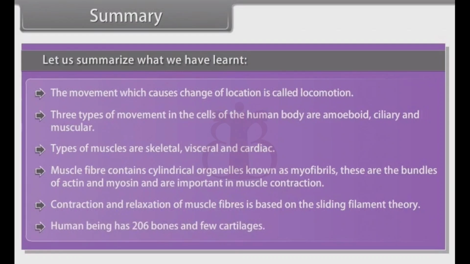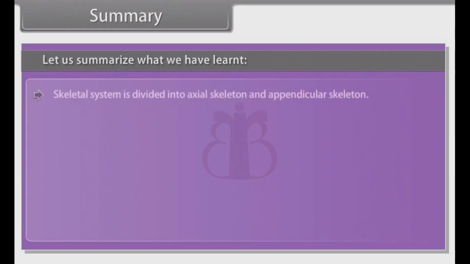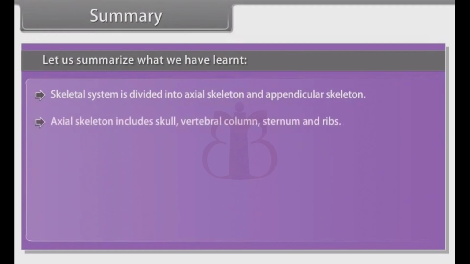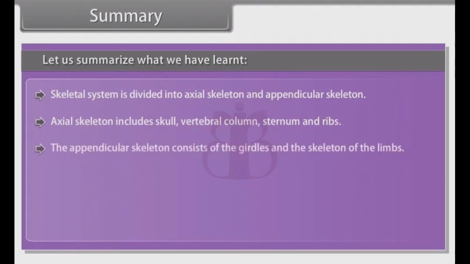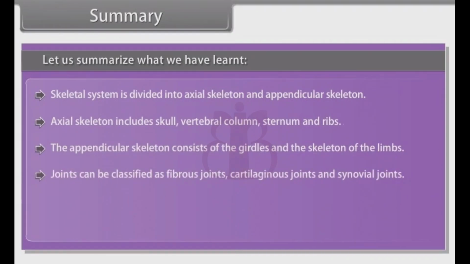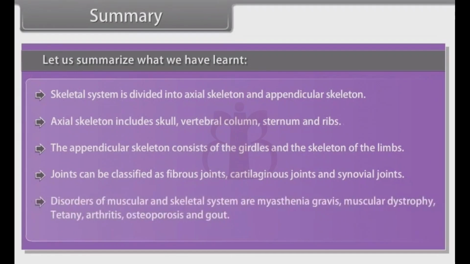Human beings have 206 bones and a few cartilages. The skeletal system is divided into axial skeleton and appendicular skeleton. Axial skeleton includes the skull, vertebral column, sternum and ribs. The appendicular skeleton consists of the girdles and the skeleton of the limbs. Joints can be classified as fibrous joints, cartilaginous joints, and synovial joints. Disorders of the muscular and skeletal system are myasthenia gravis, muscular dystrophy, tetany, arthritis, osteoporosis, and gout.